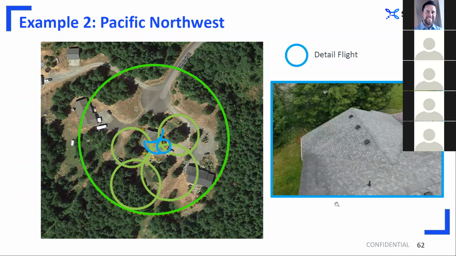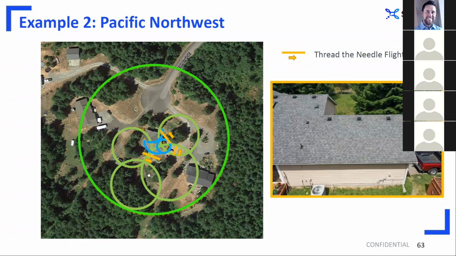So next are your detail flights. Again, getting close to those obstructions, circling them. Now, if you can't circle them all the way, it's okay to do a 180 there and just do kind of half of a circle. That's okay. Okay, so it's time now to thread the needle again, get in between those trees and the building there to capture the eave and the facade, just to capture more detail there.